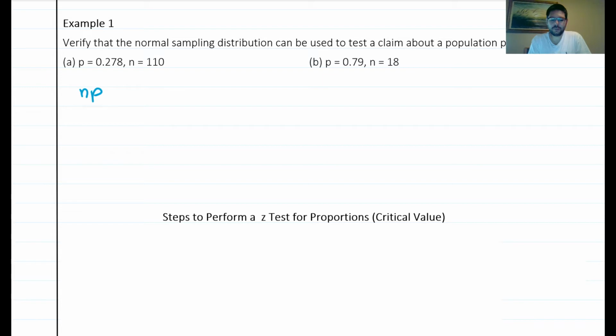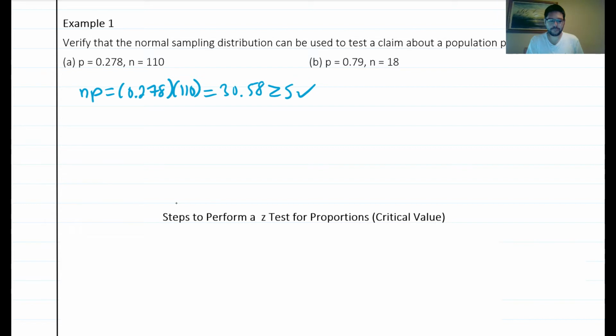Remember, n times p has to be greater than or equal to 5. So we're simply going to multiply 0.278 times 110, and see if that's greater than or equal to 5. Let's do that on the calculator real quick. So you're going to get 30.58, which is indeed greater than or equal to 5.